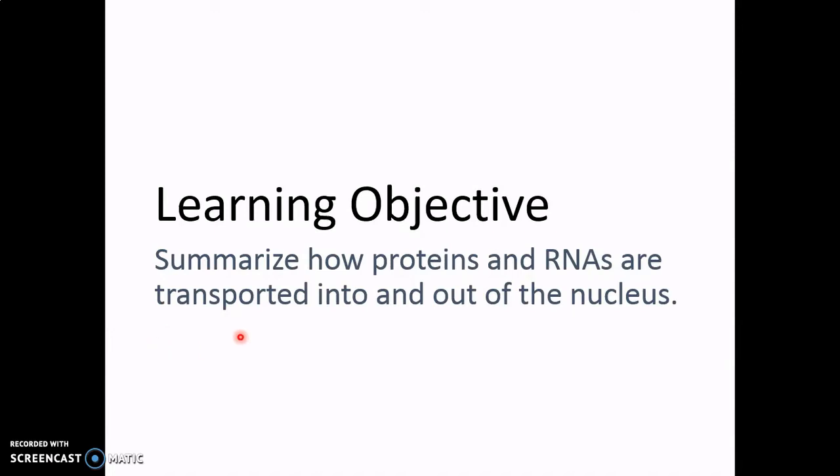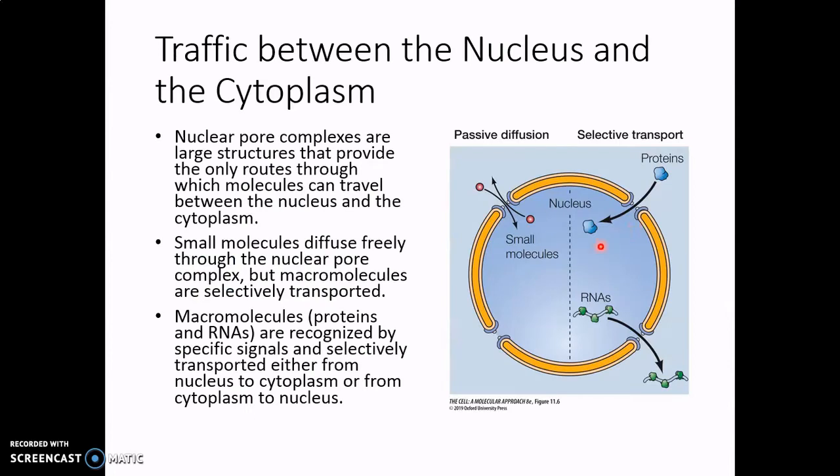All right, welcome back. Today we are going to be looking at how proteins and RNAs are transported into and out of the nucleus. So if you recall, the nucleus is a double membrane structure which has these complex pores that go through it, allowing a channel for passage of things in and out. Now, small molecules can move freely through passive diffusion, but larger macromolecules, such as proteins or RNAs, need to be specifically transported through the pore.